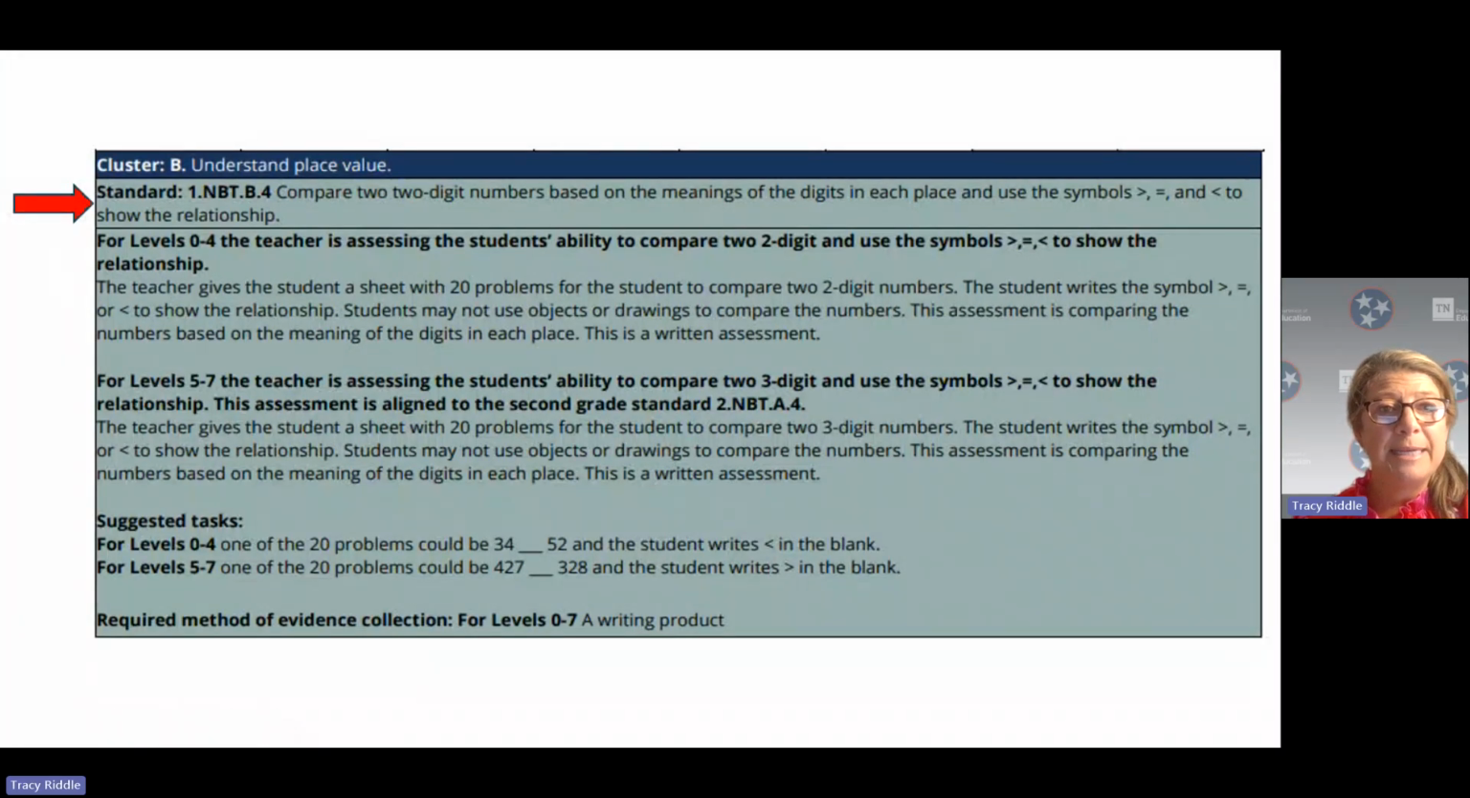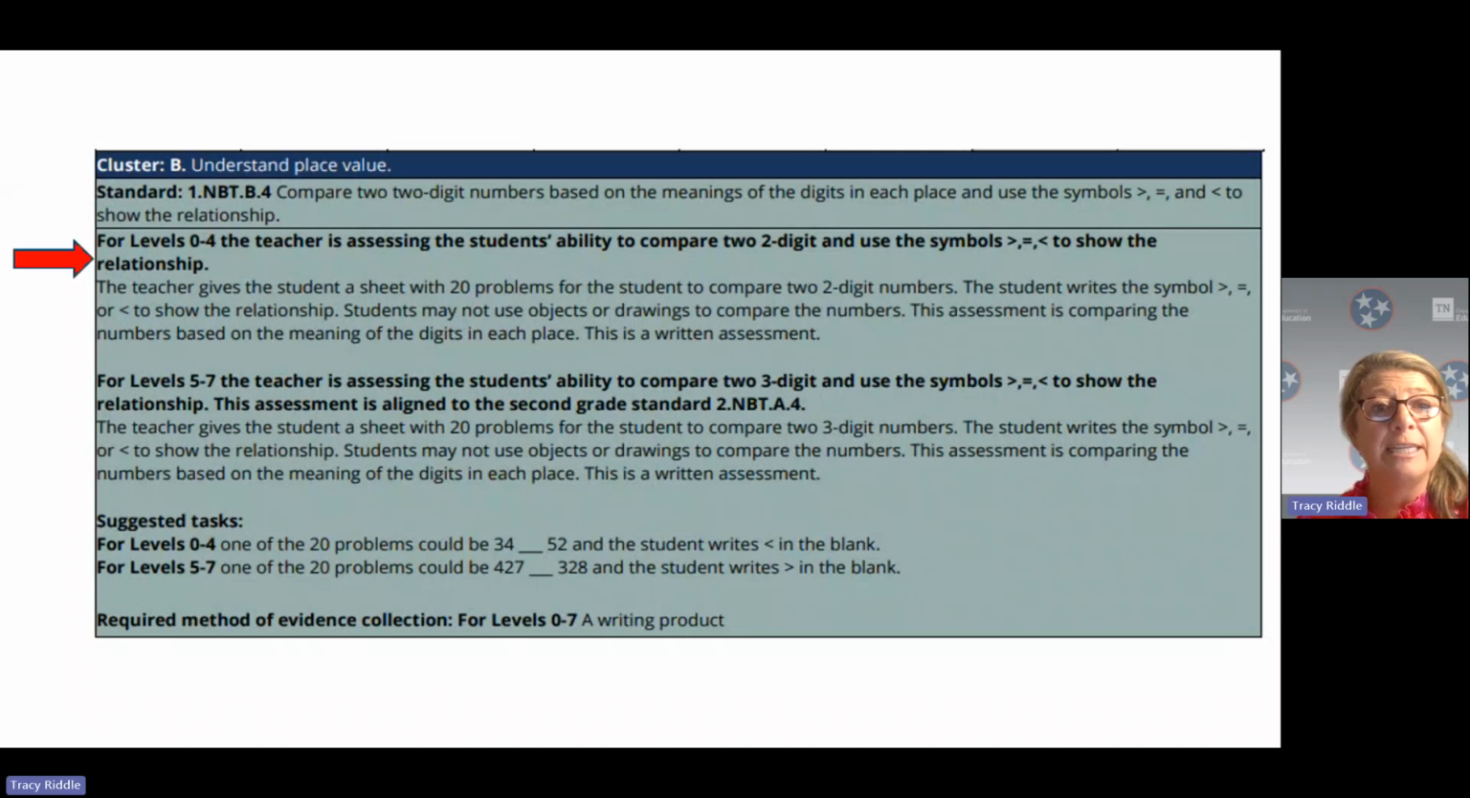This is the portfolio rubric guidance for Standard 1.NBT.B.4. Compare two two-digit numbers based on the meaning of the digits in each place and use the symbols greater than, equals, and less than to show the relationship.